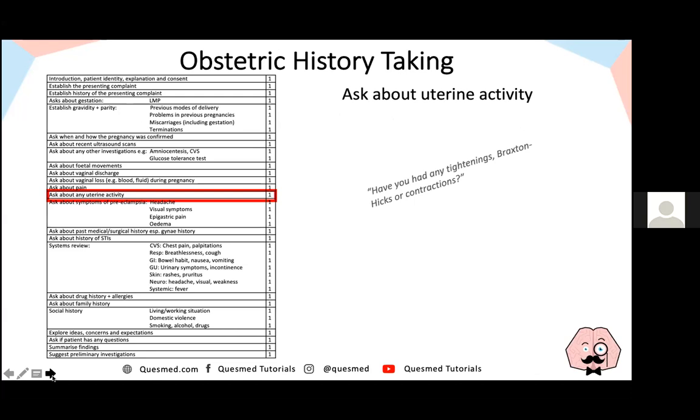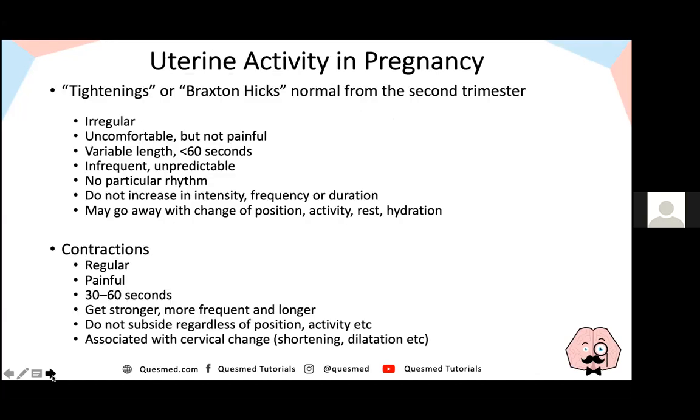We also ask about uterine activity, and we're thinking about the difference here between tightenings or Braxton Hicks and contractions. So tightenings, these are normal occurrences. They occur from the second trimester. They're irregular. They can be uncomfortable, but they're not painful. They vary in length. They last less than 60 seconds, and they don't seem to have any rhyme or reason to them. They don't increase in frequency, they don't increase in intensity, and they can go away if the person gets up and walks about or if they change position.